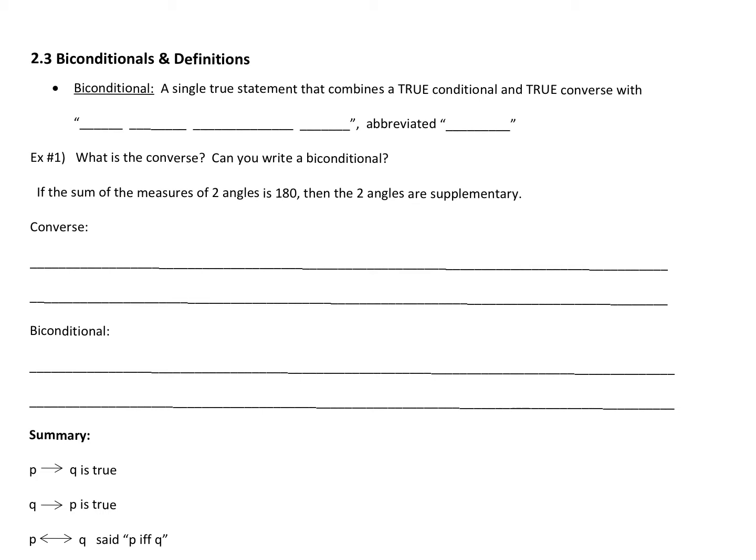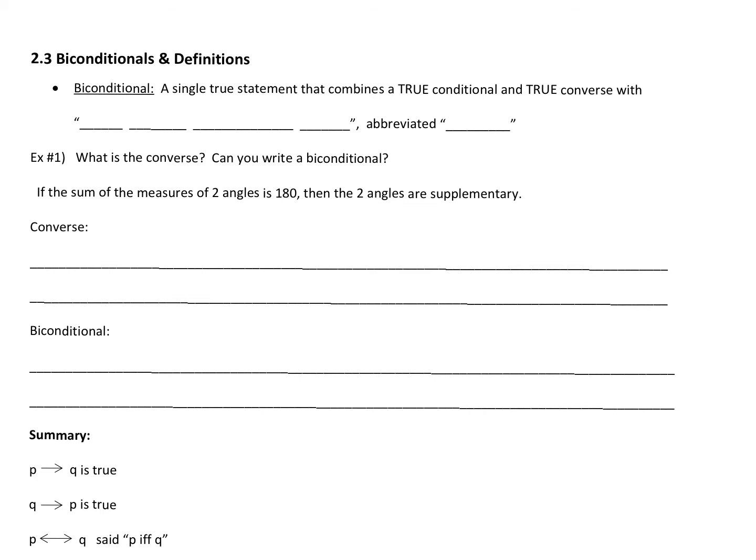But if the first one is true, like, what's a good one? If an angle is acute, then it's between 0 and 90 degrees, right? If I rearrange that, if an angle is between 0 and 90, then it's acute. Both of those are true, okay? So when they're both true like that, we can write what's called a biconditional.